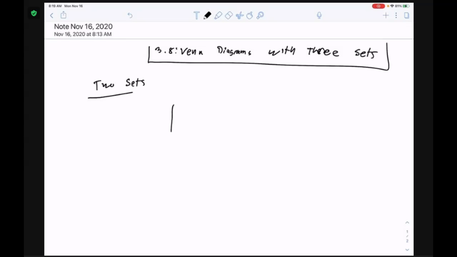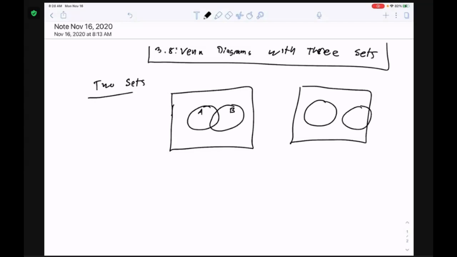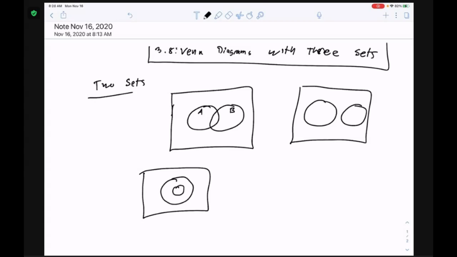So when we had two sets, our Venn diagrams typically looked like this, and this was the most common set right here. Or, of course, they could have looked like here. Oops, no, they can't go outside the region. And then we had sets that looked like this. So we had sets when it was a proper subset.